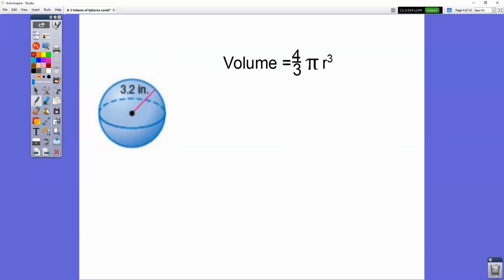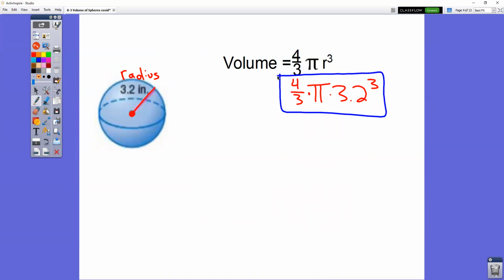This 3.2 goes halfway across our sphere. So this 3.2 is our radius. So we're going to have 4/3 times pi times 3.2 to the third power. So when you're rounding it to the nearest tenth, you're going to type in all three of those, including the pi symbol.